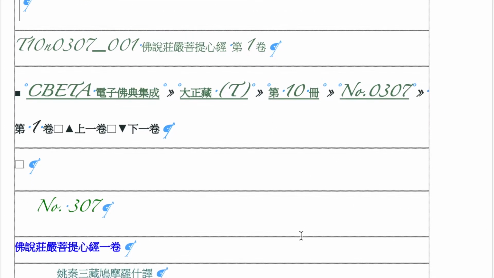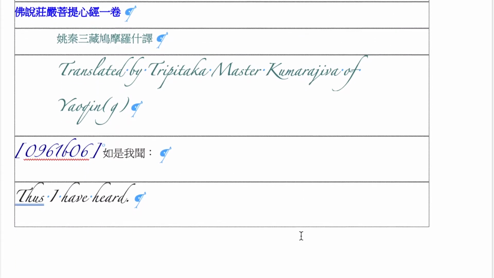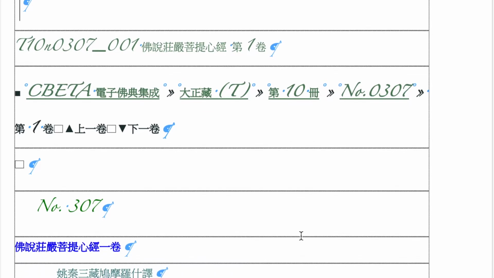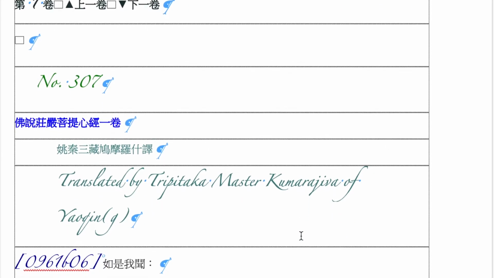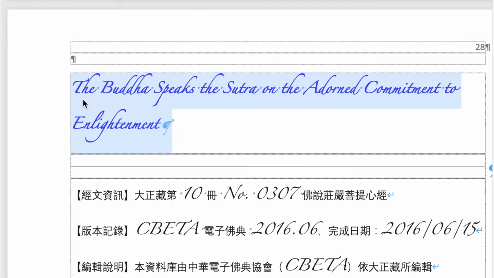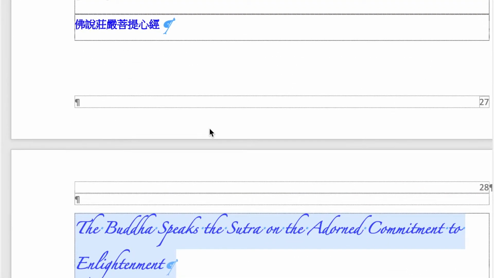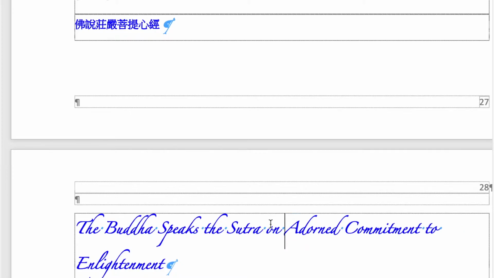With this series on translating Buddhist texts from Chinese to English, we're using the Sutra 佛说庄严菩提心经, either the Buddha Speaks the Sutra on Adorned Commitment to Enlightenment, or the Buddha Speaks on Adorned Commitment to Enlightenment Sutra. I haven't decided which title to use yet, but that usually comes last.